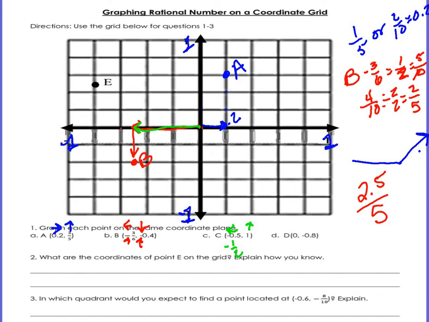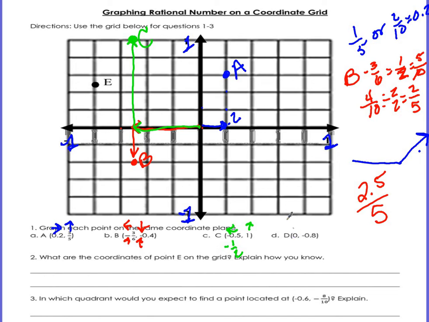All right, so now I went left 0 and 5/10, so halfway. And then I have to go up 1. Well, 1 is all the way up here, so my plot would be right here. And that would be C. Now remember, we have to name our points or put our label on our points so that way we know which one is which. You can't just assume people are going to know that you did it right.